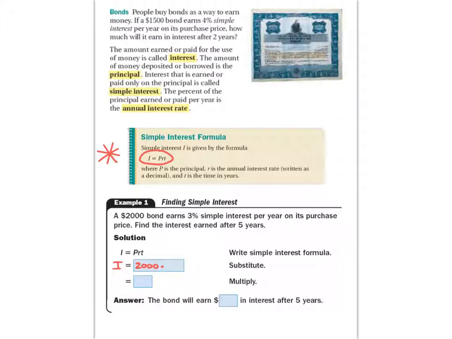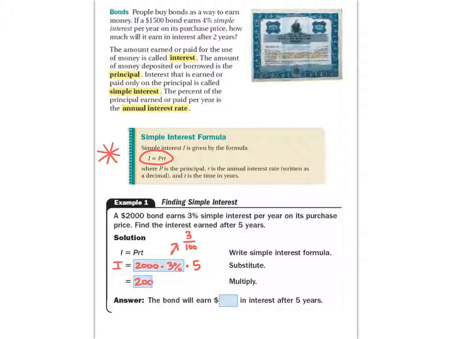The rate, which is 3%, and the time, which is 5 years. Now, before I multiply 2,000 times 3 times 5, I need to convert that percent into the value that it actually is. Remember, 3% does not have the value of 3, because it's actually 3 over 100. That's the value of 3%.